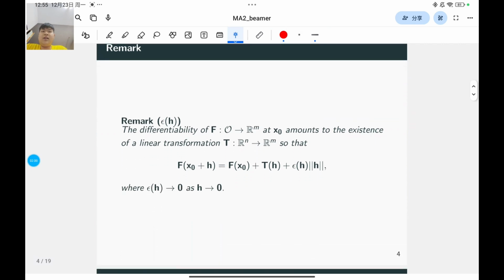Okay, then see a remark here. What is this epsilon of h? The differentiability of f at x0 amounts to the existence of a linear transformation T, so that f(x0 + h) is equal to f(x0) + T(h) + epsilon(h) times the length of h, where epsilon(h) goes to 0 as h goes to 0. The epsilon(h) is a very small value, and then this equation is defined.